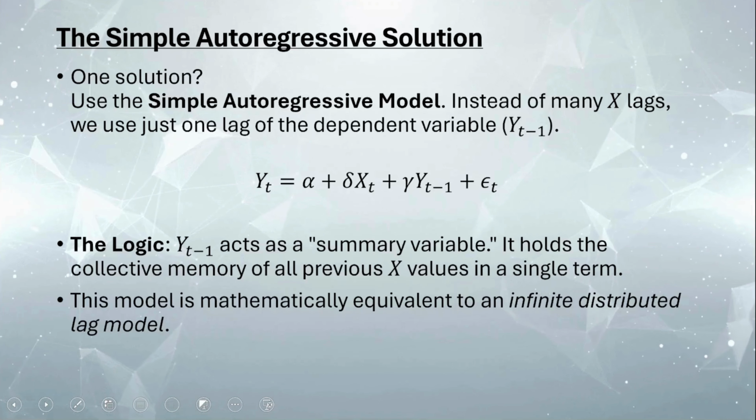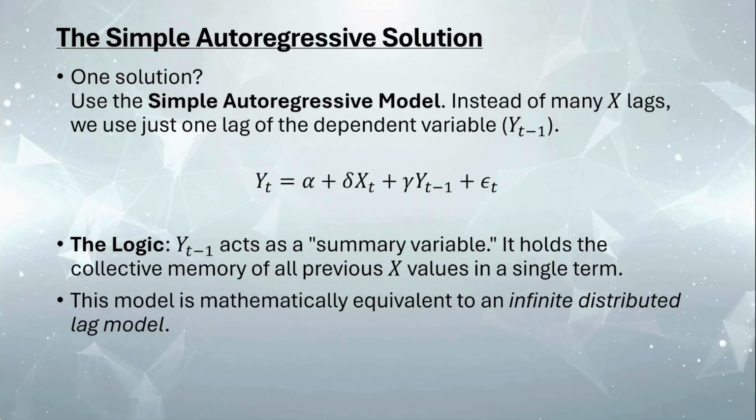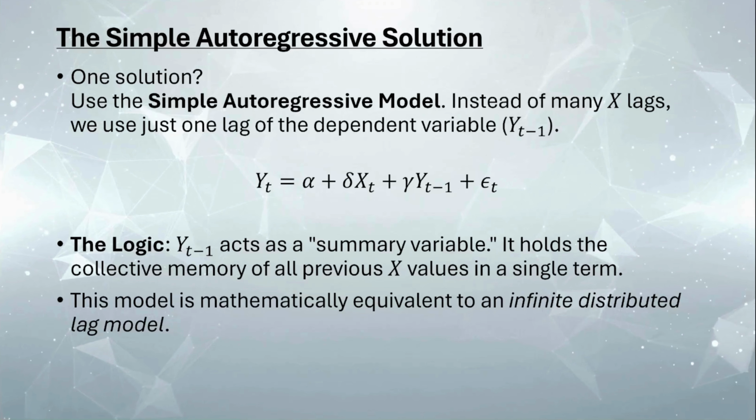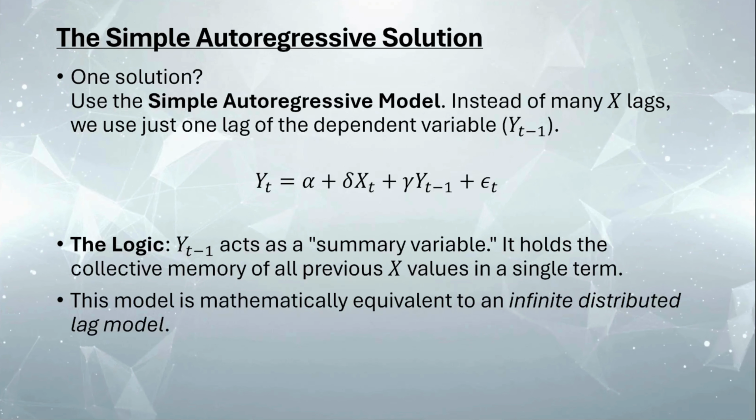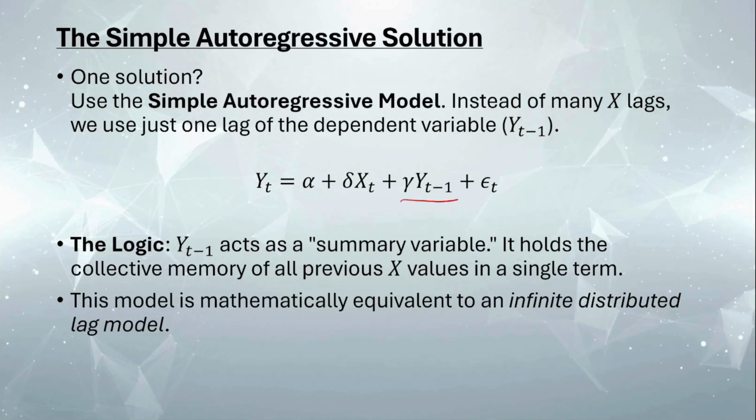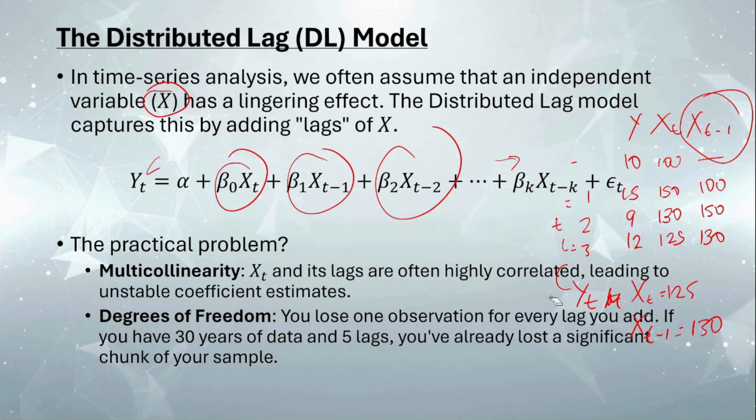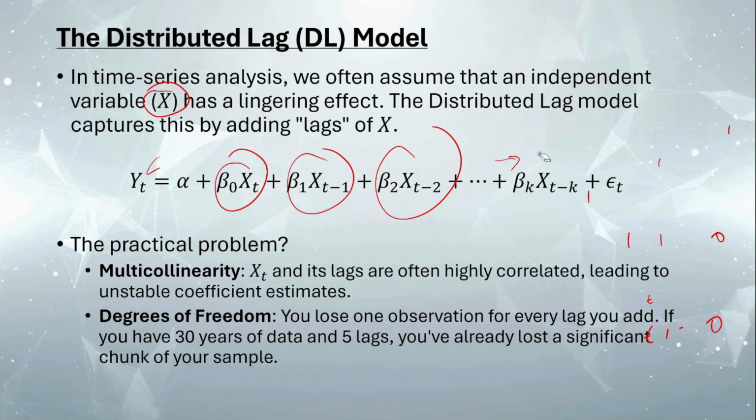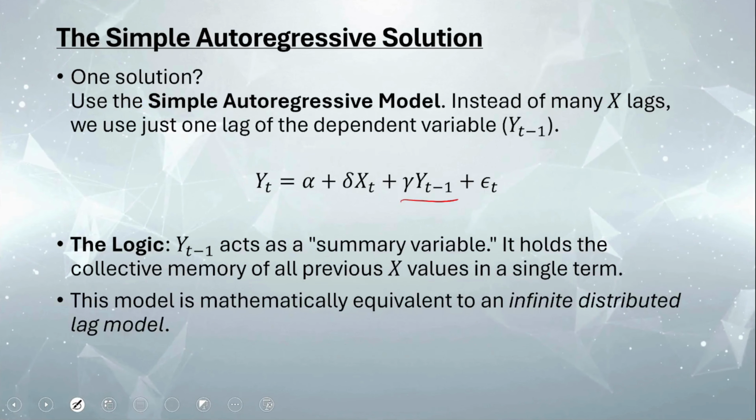Now, one simple solution for that is to simply use the simple autoregressive model. Instead of having many x lags, you can just use one lag of the dependent variable, yt minus 1. So just include this, and technically you should be able to not use a lot of xt. That's the general idea here. From this very messy model, you get this.